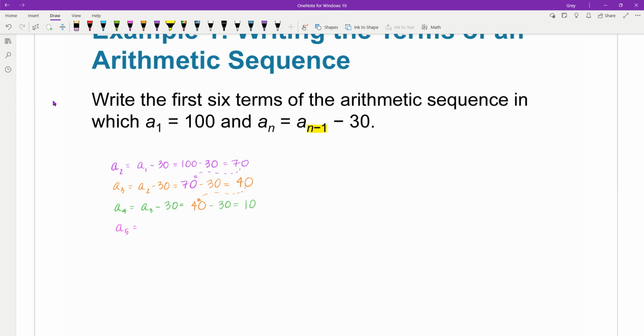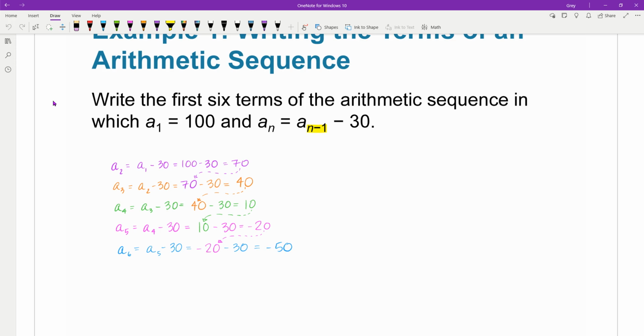A sub 5 is a sub 4 minus 30, and a sub 4 was 10. 10 minus 30 is negative 20. And then a sub 6 is a sub 5 minus 30. A sub 5 was negative 20, and negative 20 minus 30 is negative 50. So our 6 terms are 100.